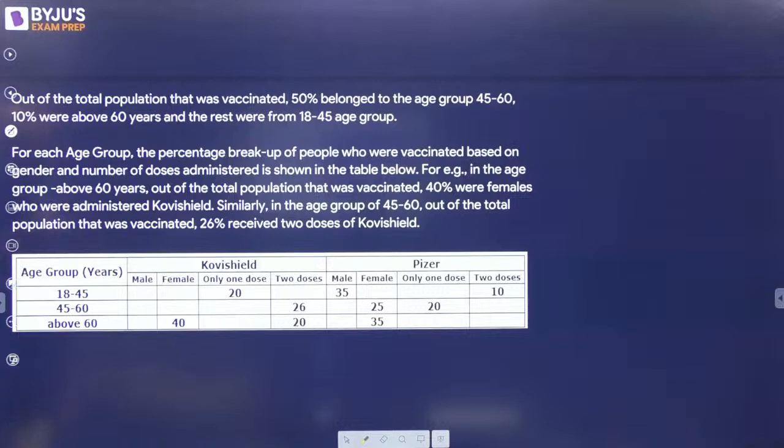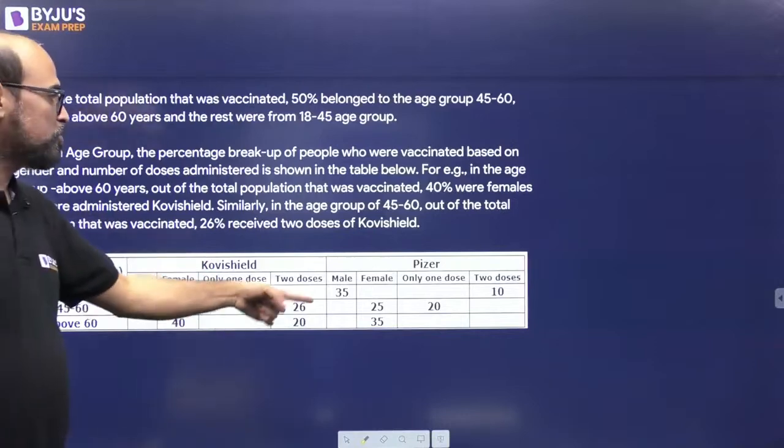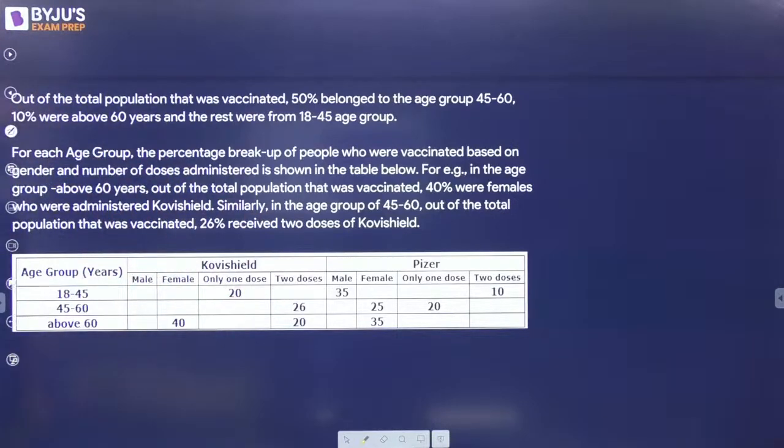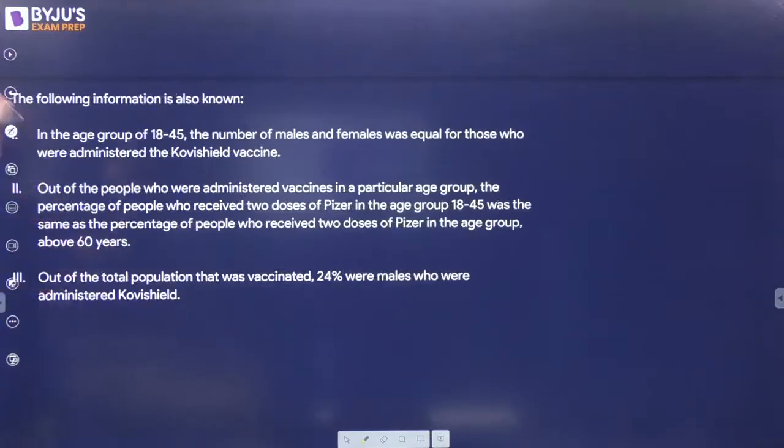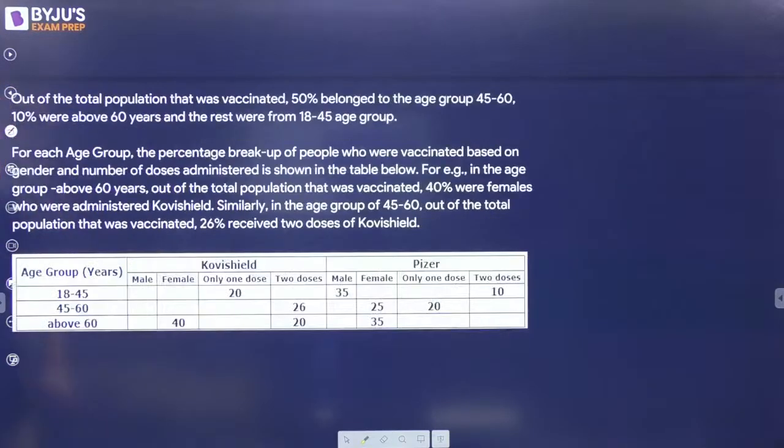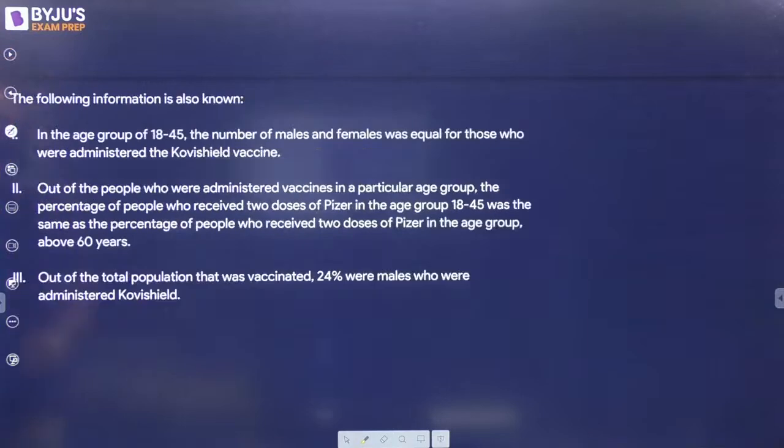Okay, and similarly in the age group of 45 to 60, out of the total population that was vaccinated, 26% received 2 doses of Covishield. So this table is entirely percentage. ठीक है? अब आगे कुछ और है. We have more information over here. Okay, then we have questions. So we have these 3 bullet points. So let's start.